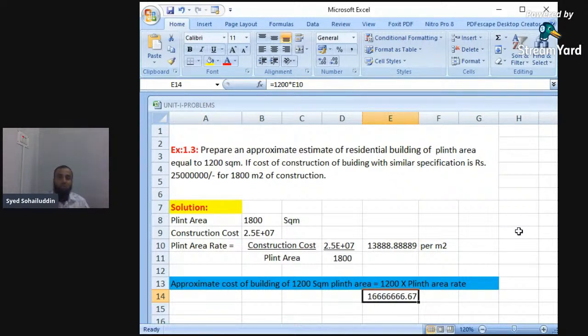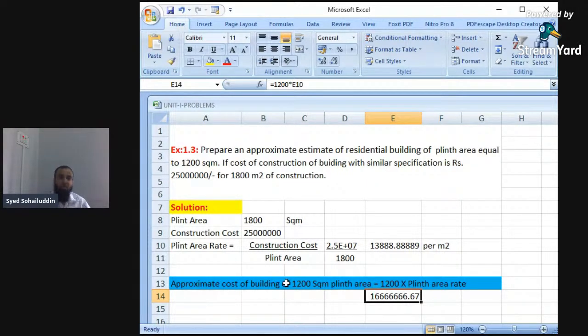So if the cost of construction of a building with similar specification is rupees 25, for 1800 square meters of construction. Again, the plinth area is given, and its cost is also given. Then the plinth area rate is construction cost upon plinth area, calculated the same way as we have already seen in the last problems. The same way, the approximate cost of a building of 1200 square meter plinth area is nothing but this.